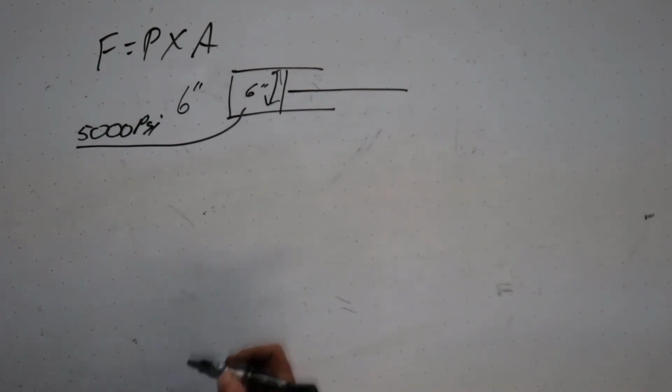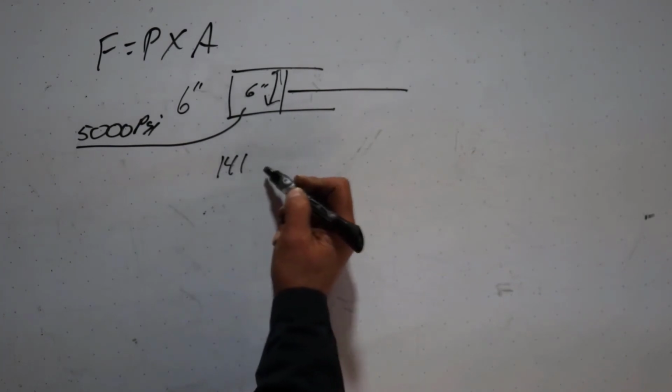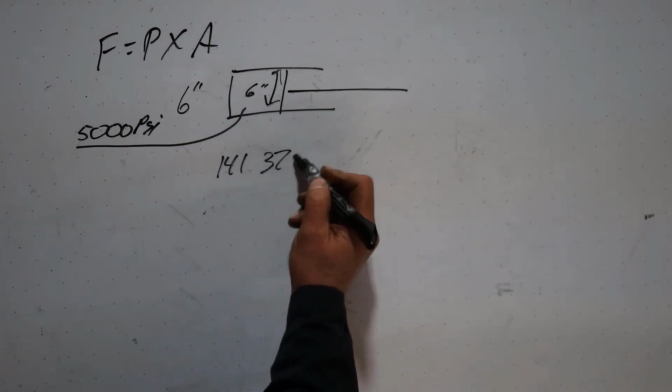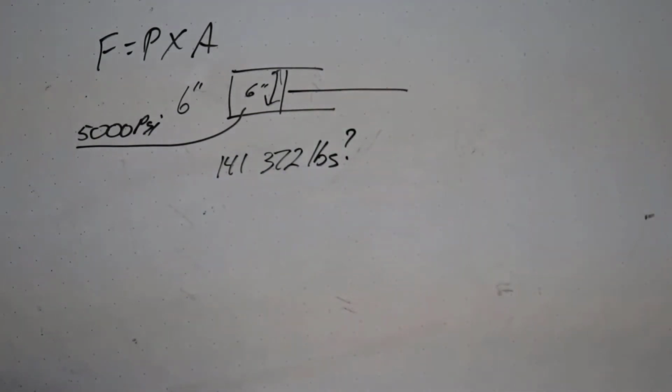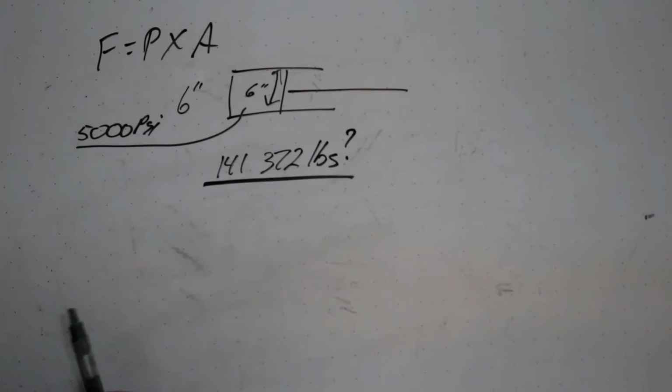Okay, did you come up with 141,000 and change pounds of force? If you did, that's what I got as well. This is a typical cylinder on an excavator, and that is a typical force number to be exerted on said cylinder. So if you didn't get this number, let's go through it and see maybe where we might have gone wrong.